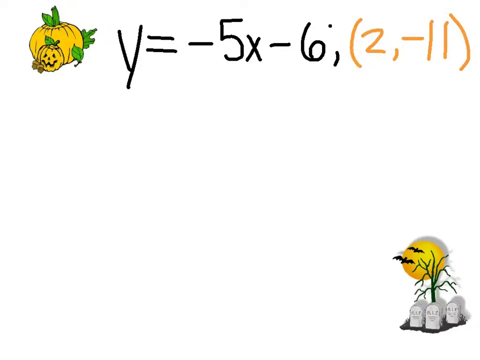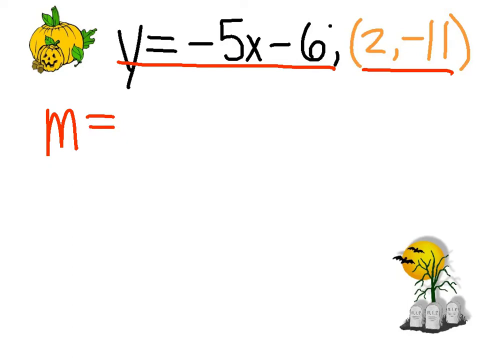Okay, for example 2, what's the first thing we need to find? The slope, right. We're looking for a line that's parallel to this line and moves through this point. So that means our slopes are going to be the same, which means our slope is what? -5. That's right. Okay, next we need to find our y-intercept. How are we going to find our y-intercept?